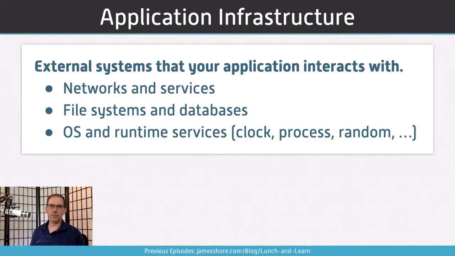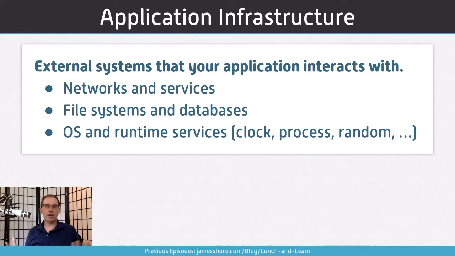All right. So application infrastructure. What is it? Well, it is all the external systems that your application interacts with. It's networks and services, file systems, databases, and also any sort of global state that your application has to deal with that's not your state, although having global state in your application is generally a bad idea anyway. But it's the stuff that is external to your application. So that includes the clock. It includes the pseudo-random generator in your code. It includes the process arguments and your error codes, your exit code from your process, and your standard out and standard error. This is all application infrastructure.